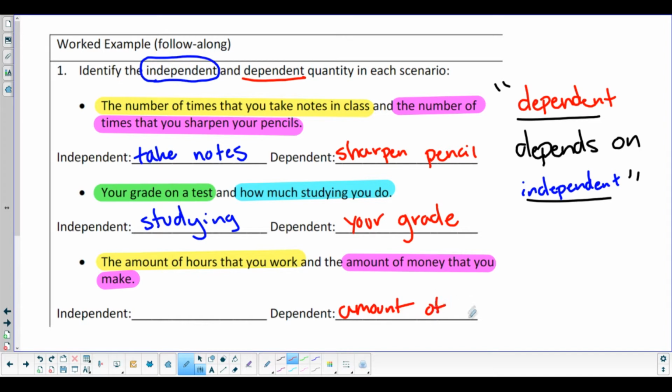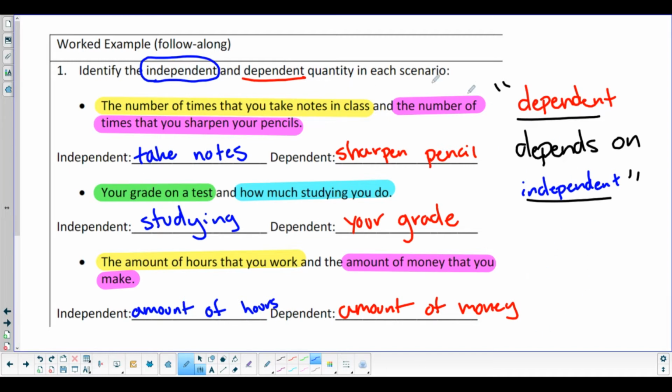Amount of money depends on the amount of hours. And once again, this is an example of where we have time as our independent quantity, right? The amount of hours that you're going to do, often that's decided for you as working, and then what changes is the amount of money that you make. Okay. So here we go.